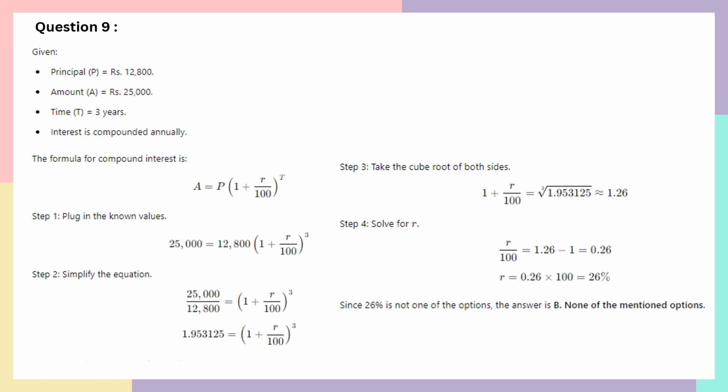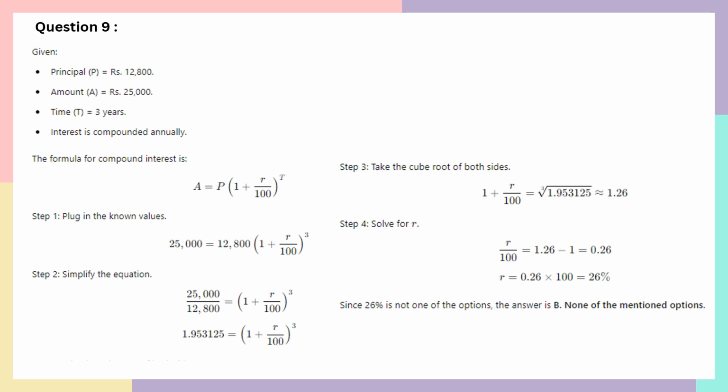Now put the values. Amount is given as 25,000 and principal amount is 12,800. 1 plus rate of interest, we have to calculate the rate of interest, and the time is given, which is 3. By simplifying this equation, 25,000 upon 12,800 gives 1.953125, which is equal to (1 plus r upon 100) to the power time.